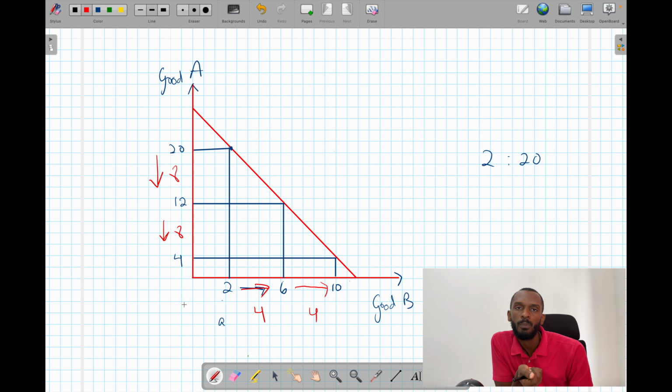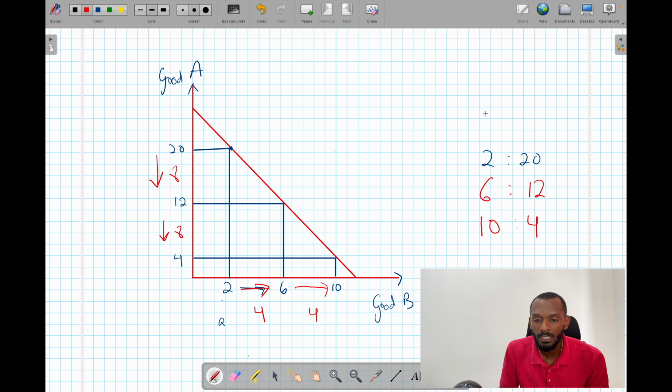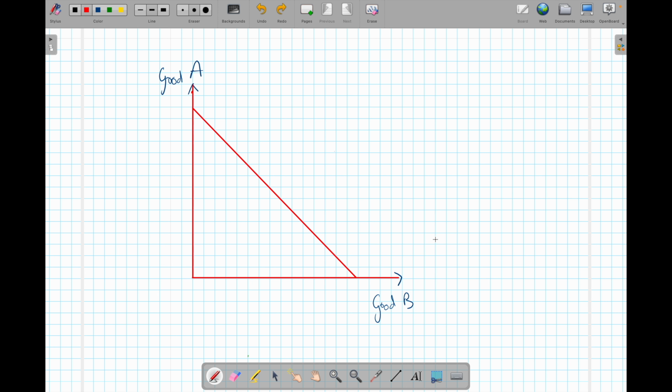This is what constant opportunity cost means. Looking at this, opportunity cost in each instance is the same. From 20 to 12 is 8. From 12 to 4 is 8 as well. That is it. Let us discuss shifts and pivots of the production possibility frontier.